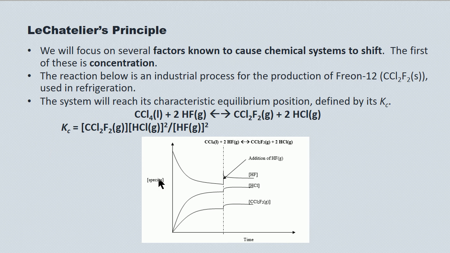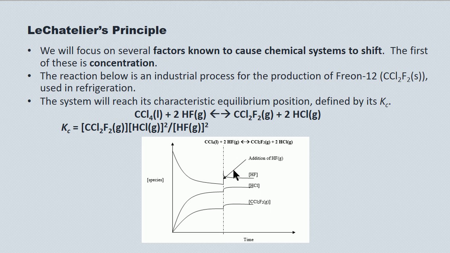Here's a graph of concentration against time for the reaction, and you'll see that at T0 we start with some positive concentration of the gas phase reactant, the hydrogen fluoride. Its concentration comes down, and at the same time, the concentrations of the products start at 0 because we don't start with any products, and they go up. The hydrogen chloride goes up twice as fast as the freon because the stoichiometry is 1 freon particle produced for every 2 hydrogen chloride particles.